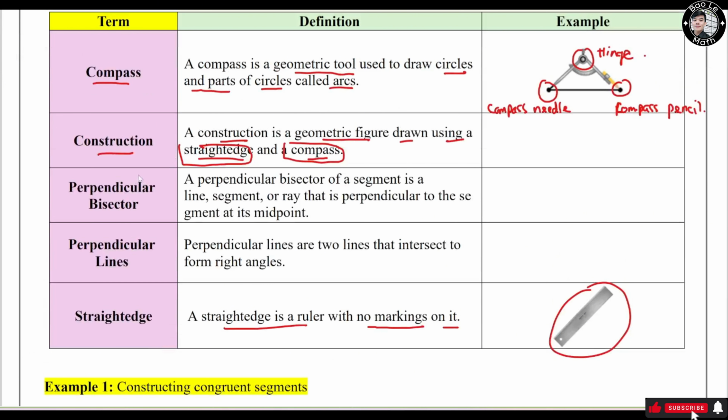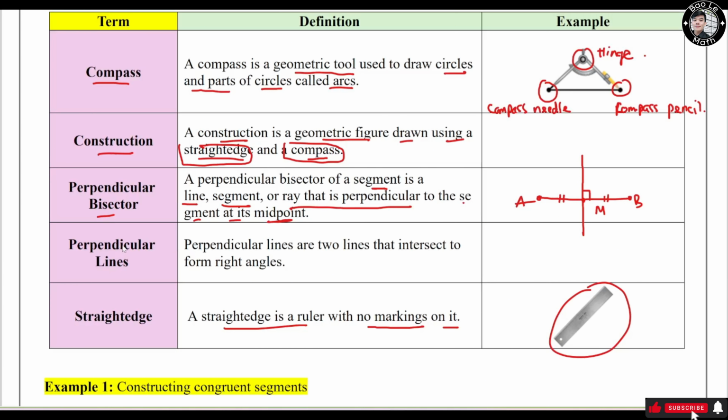Next one, perpendicular bisector. It is a line, segment or a ray that is perpendicular to the segment at its midpoint. Alright, so for example, I have the line segment AB right here, and I have the midpoint M right here, right? And I have the perpendicular line right here. So I have the right angle right here, and I have AM congruent to BM. This is called perpendicular bisector.